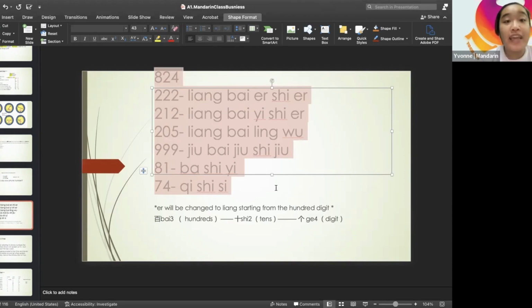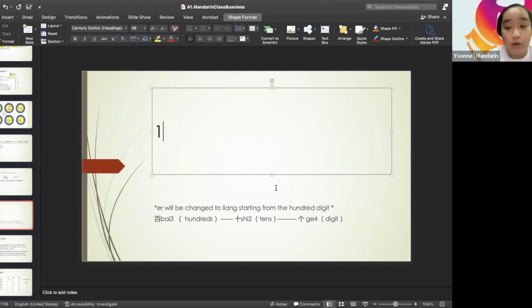Okay, so you can get ready a piece of paper and a pen. If you have a whiteboard or a blackboard, you can also use that as well. But you don't have to buy it, okay? You don't have to. So now you can write down your homework, okay?